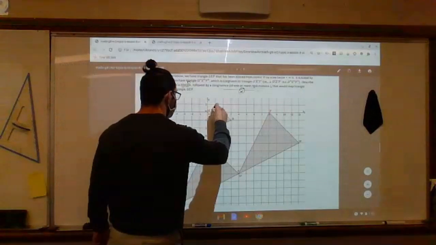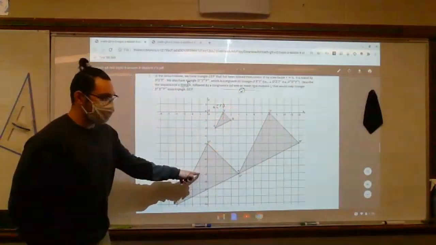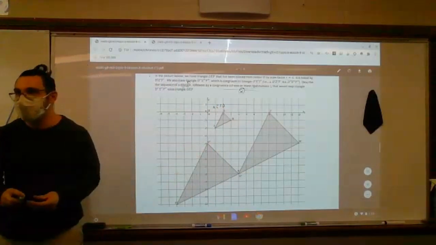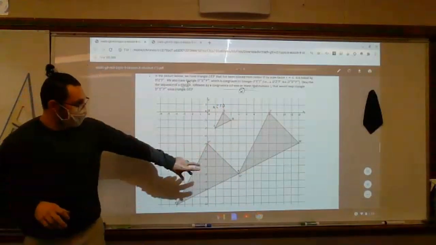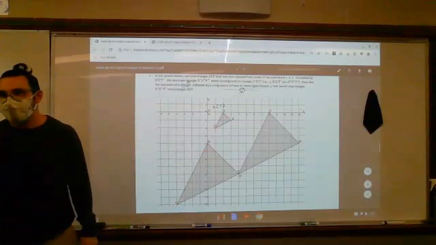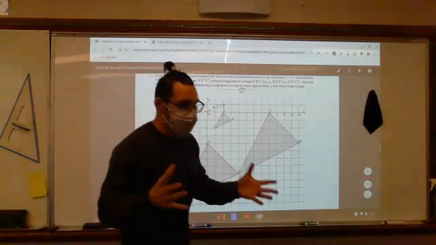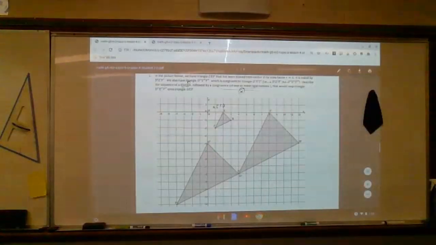Here's the original, triangle EFD. This guy here is the double prime. Talk it over. See how we get from this to this. Dilate first, rigid motion second. Questions? Begin. Talk it over.